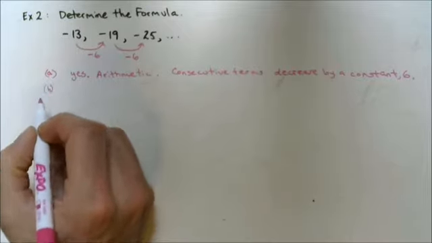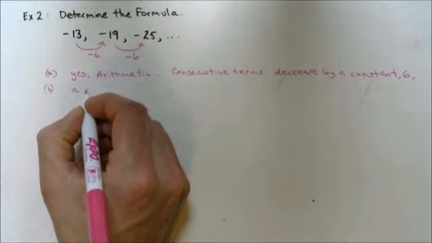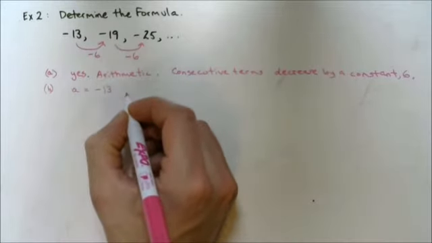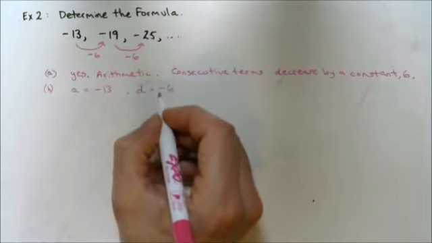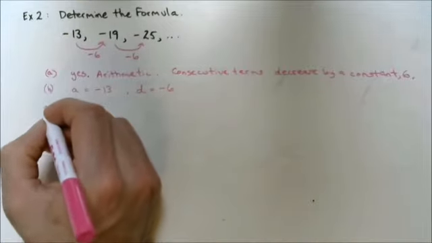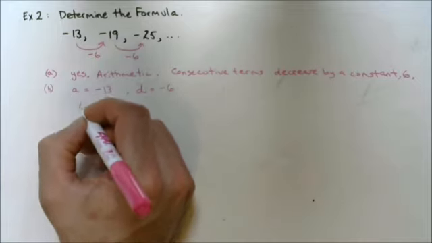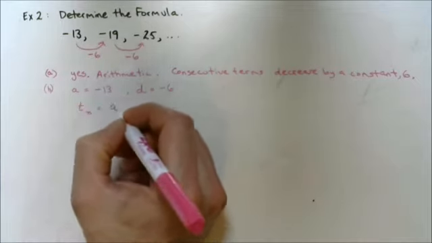B, develop an explicit formula for the general term. Well, let's write down what we know. We know A is -13, and we know that D is -6. And we know that a general formula is T sub n equals A, our first term, plus n minus 1 times D. Here we go. Sub in what we know. A is -13.